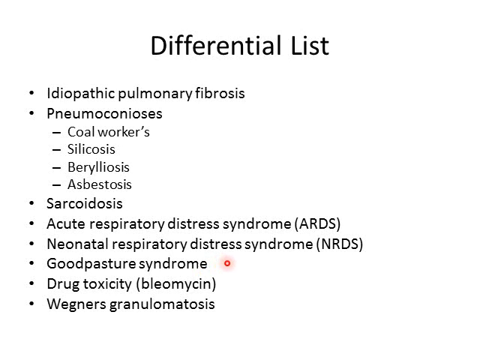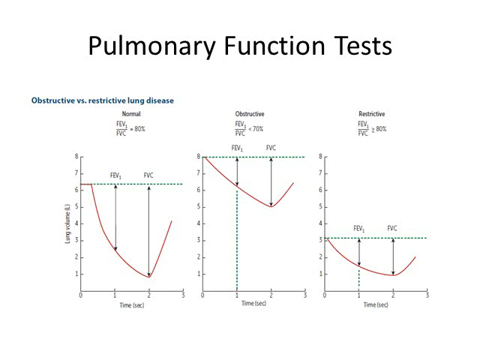Goodpasture syndrome is an autoimmune disorder. You can see some drugs. Bleomycin is classically seen as providing lung toxicity. And then there's also Wegener's granulomatosis, which is a specific type of granulomatosis that presents with polyarthritis. So going back to our pulmonary function test, again, decreased FEV1, much greater decrease in FVC, therefore an increase in our ratio.